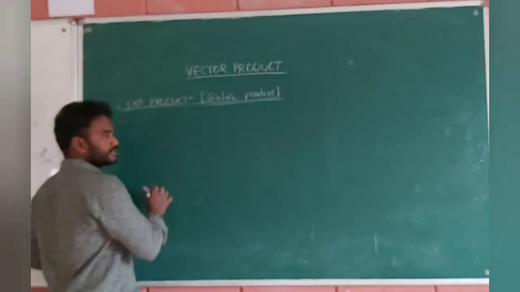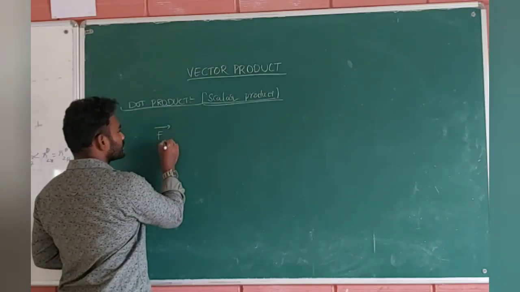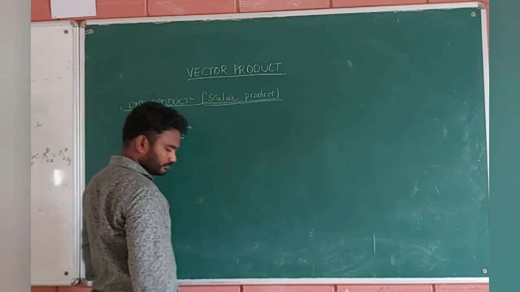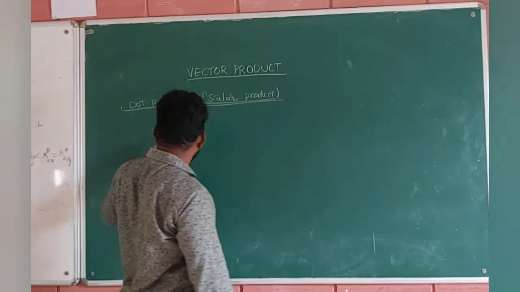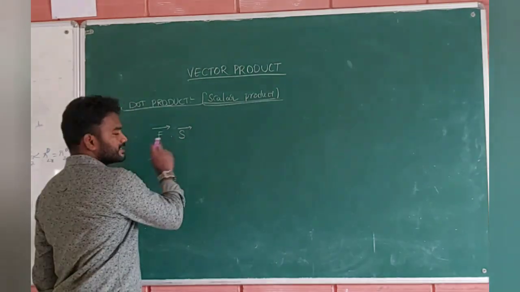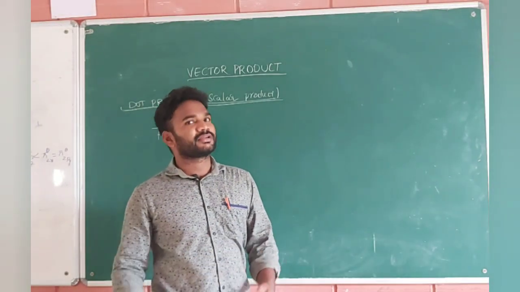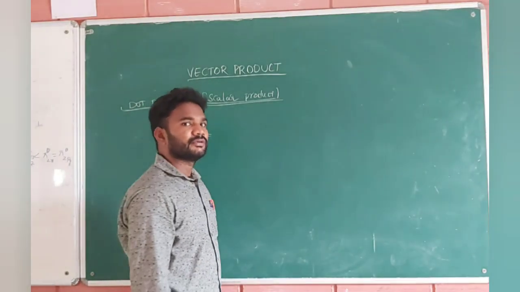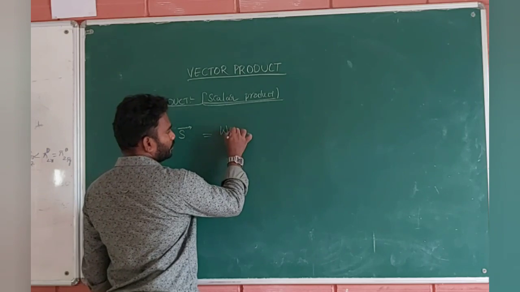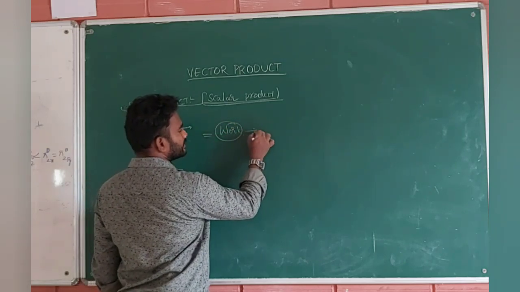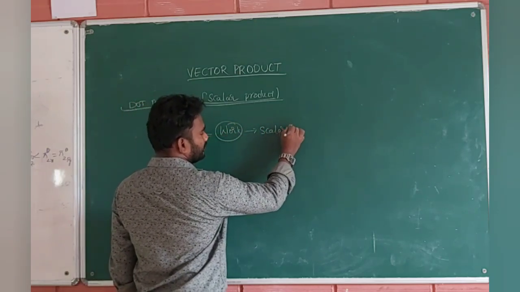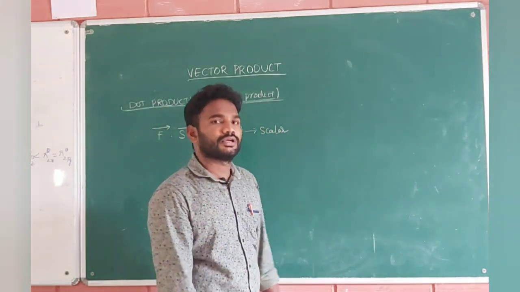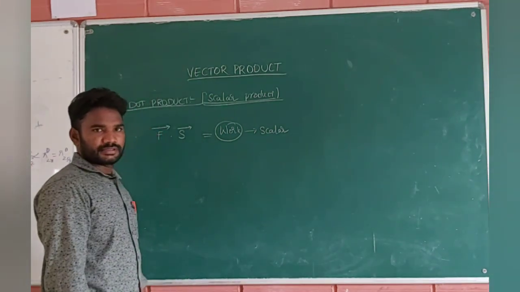So how is it possible? Let us multiply two vectors. Let me multiply force and displacement, guys. Force is a vector quantity. Displacement is also a vector quantity. If you multiply both of them, what is the product you will get? Work done. Do you know what work is? Work is a scalar. So this kind of multiplication is called dot product or scalar product, guys.